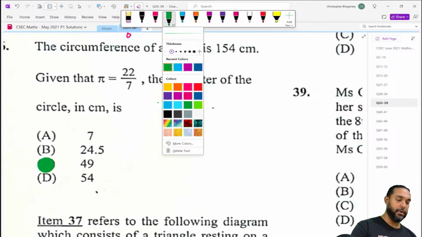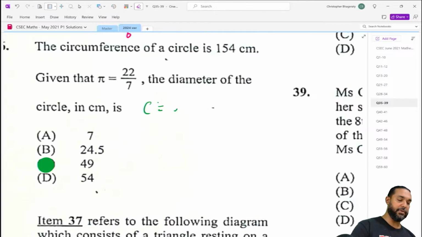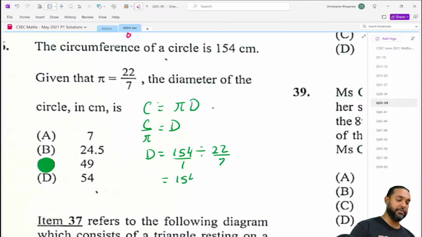Right. So circumference is equal to pi times diameter. To find diameter, we could divide on both sides by pi, right? That would be equal to 154 divided by 22 over 7. And of course, when you're dividing with fractions, you change divide to multiply and invert the divisor.